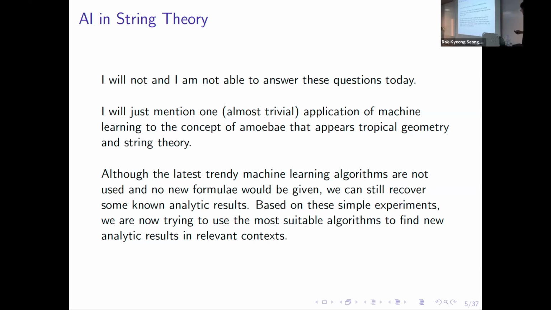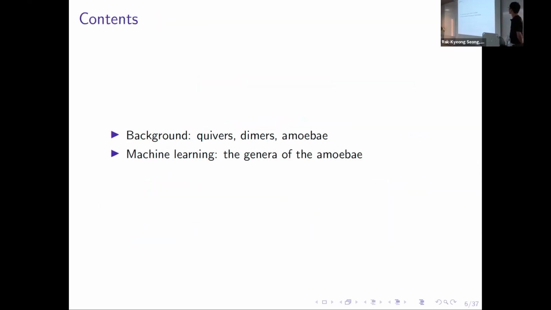So basically, we're going to find some analytic results regarding certain properties of the amoeba. Of course, these are known results. At least we can derive them on paper, but still we can see that from these ML results, we can recover these results. So first, I'll introduce some background about the amoeba and its relevant concepts such as quivers and dimers, and then I'll discuss the machine learning of the so-called genus of the amoeba.